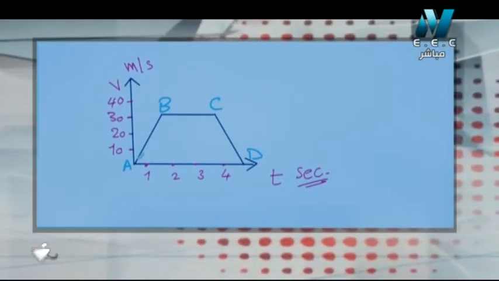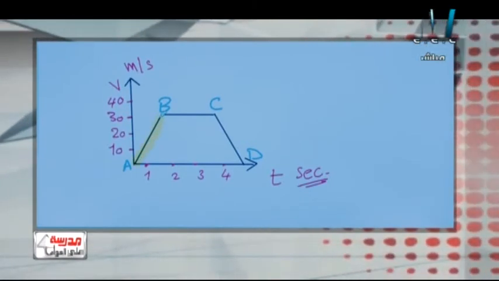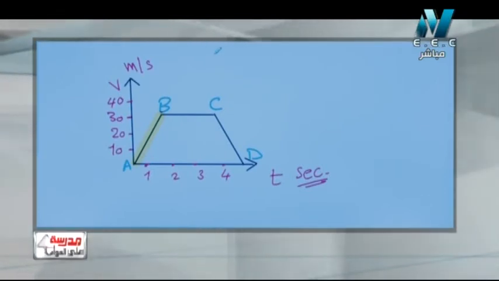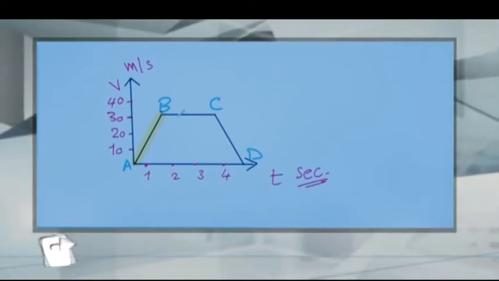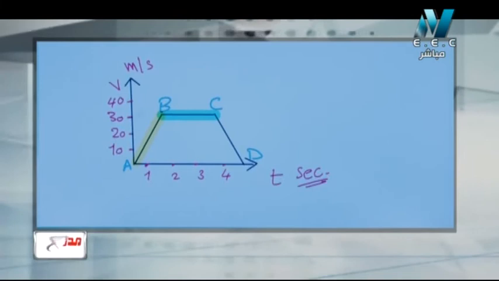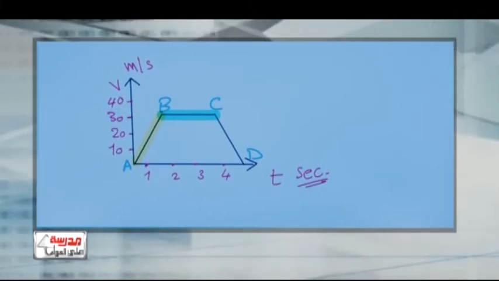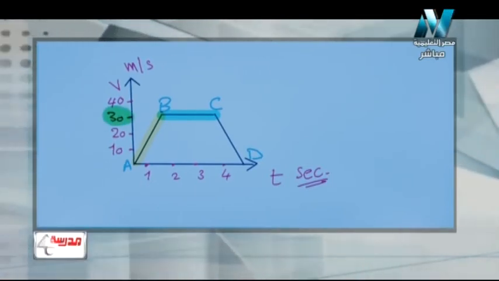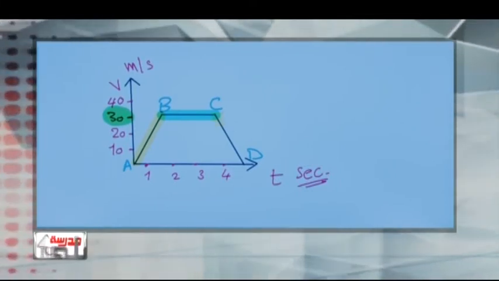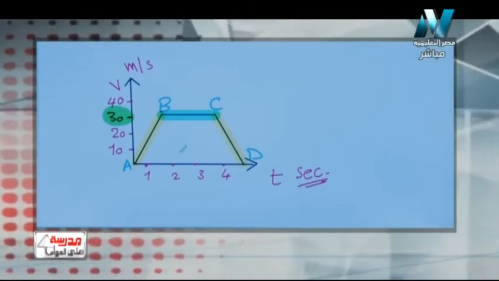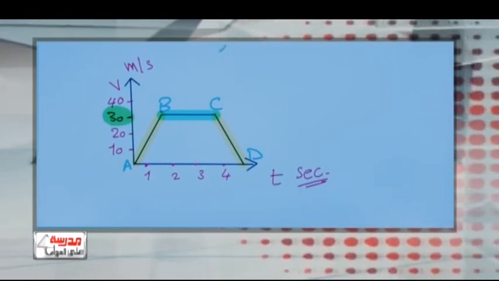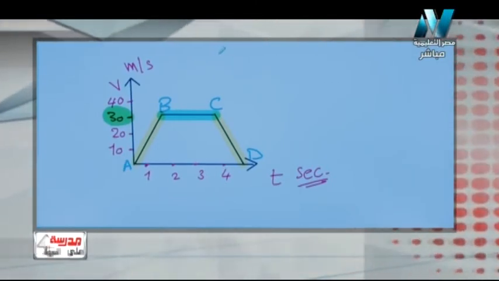The speed increases from A to B. Next question: in which region is the speed constant? From point B to point C, and the speed here is 30 meter per second, constant. And the speed decreases, or negative acceleration, from C to D. So from one graph, we can conclude the three types of acceleration: increasing acceleration, acceleration equals zero, and negative or decreasing acceleration.